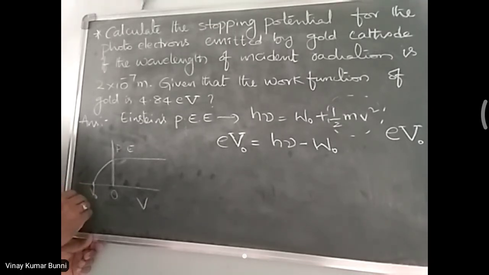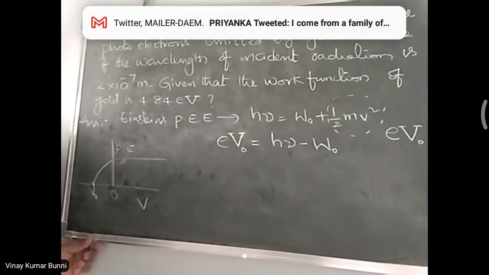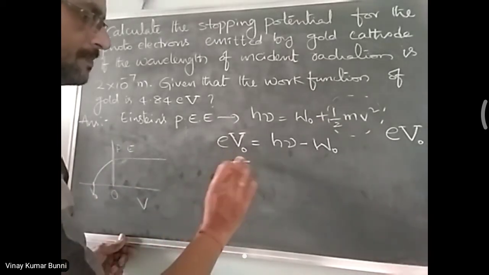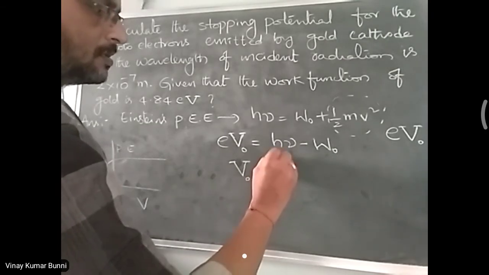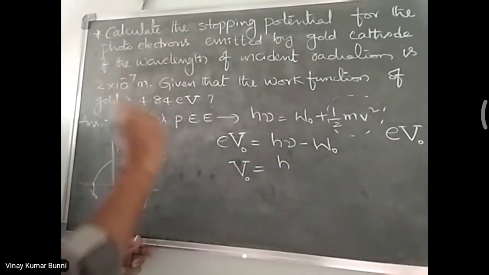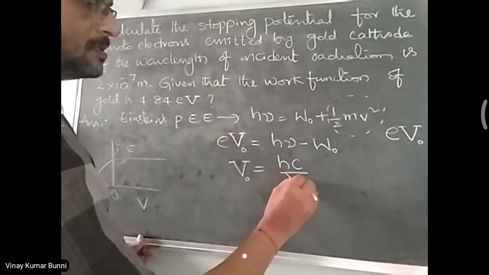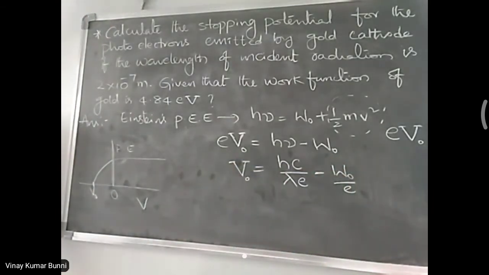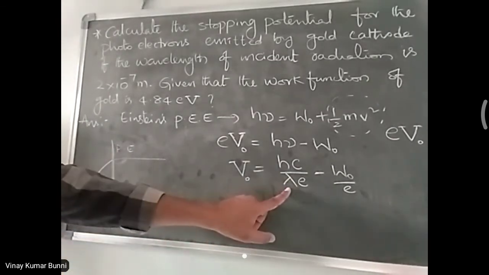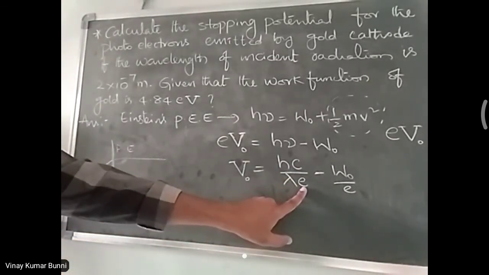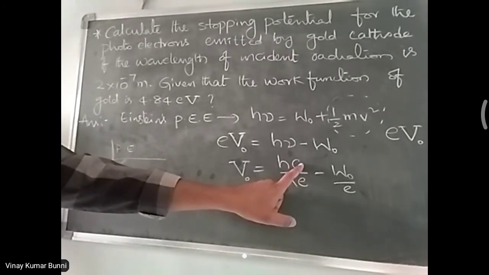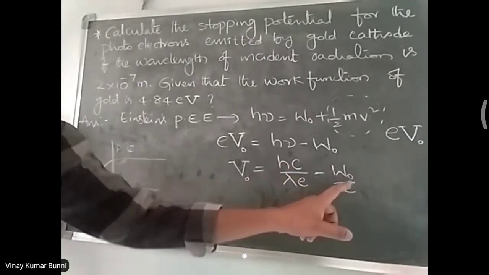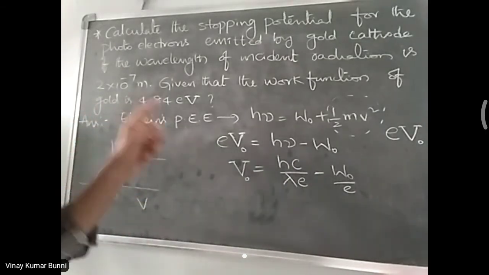So when you find the stopping potential value, it means the photoelectric current becomes zero there. So we have to find out that value. So V naught equals h, here lambda is given, so in place of nu, hc by lambda, and e is written in the denominator, minus W naught by e. This is the relation, and you have lambda value as 2 into 10 power minus 7, and e is charge of electron, which is 1.6 into 10 power minus 19 coulombs, and c is 3 into 10 power 8. h is known to you, that is 6.625 into 10 power minus 34, and W naught is given, which is work function 4.84. e is charge of electron.